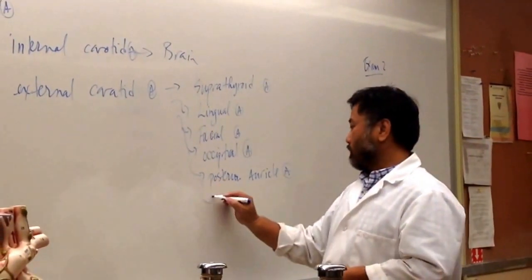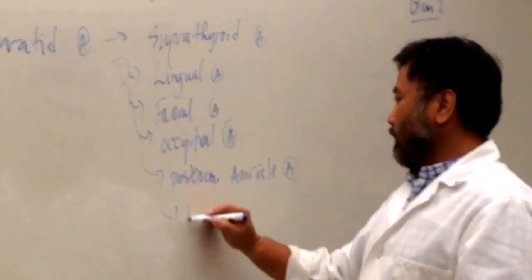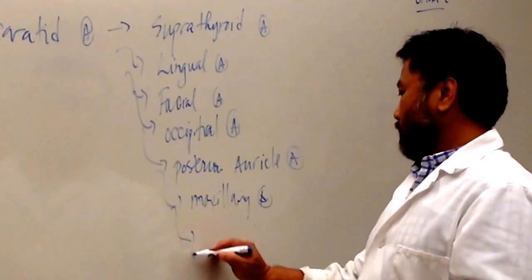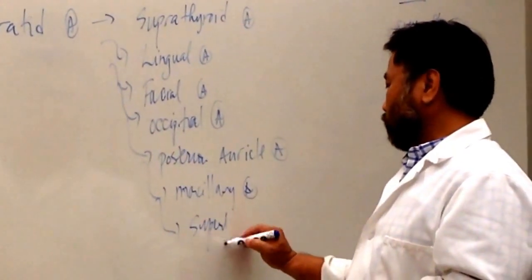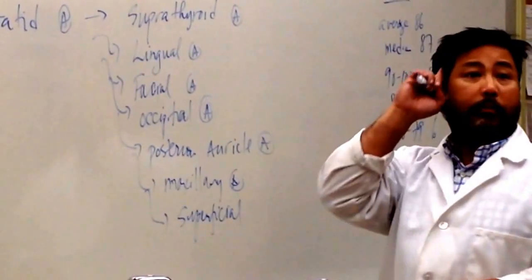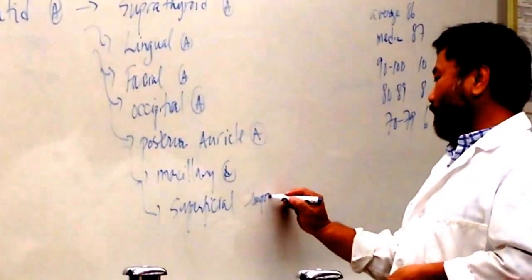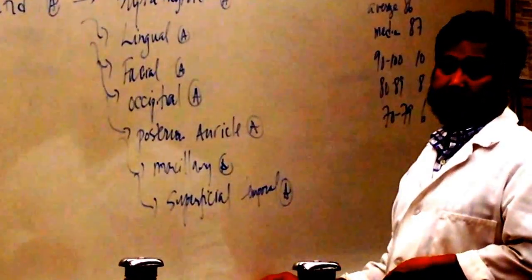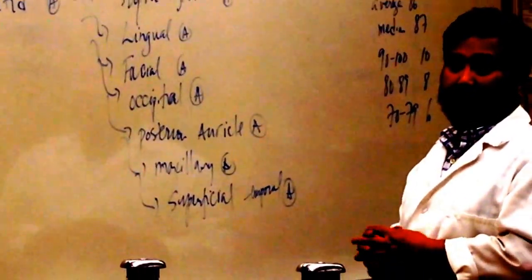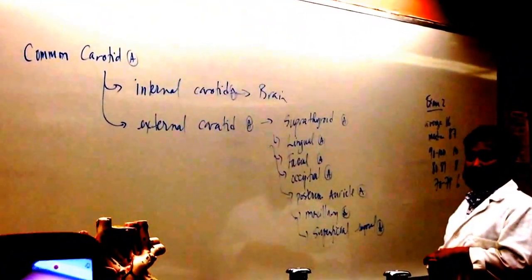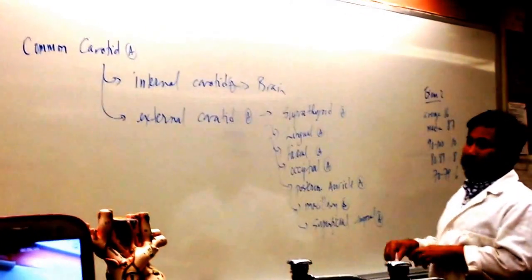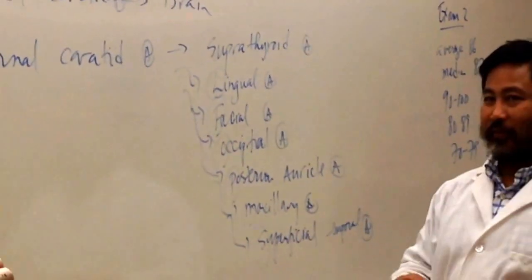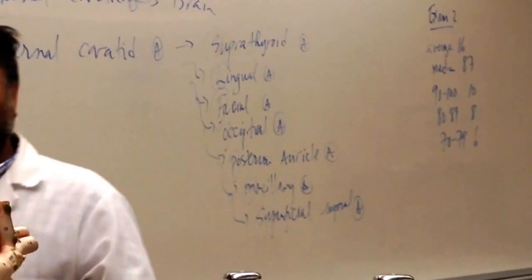The maxillary artery and the superficial temporal, which is up here. So I expect you to know these blood vessels that come off of the external carotid. Since it's written on the board, you're expected to know it. And the way that you remember it is a mnemonic, something about that.